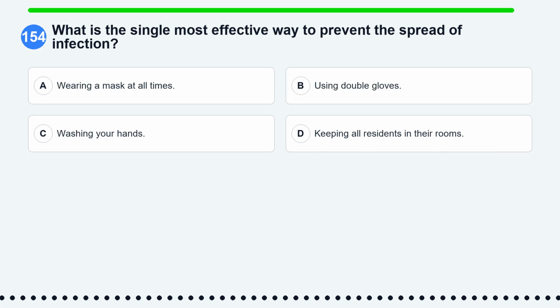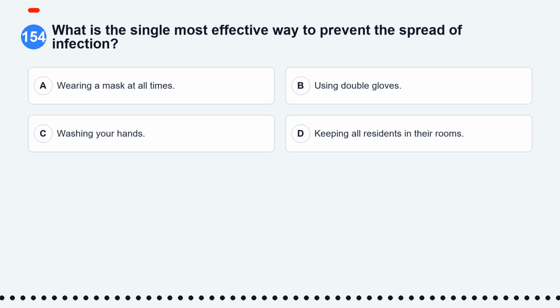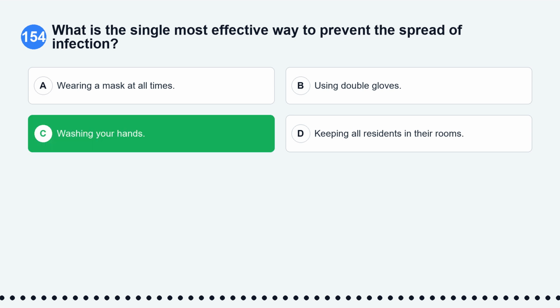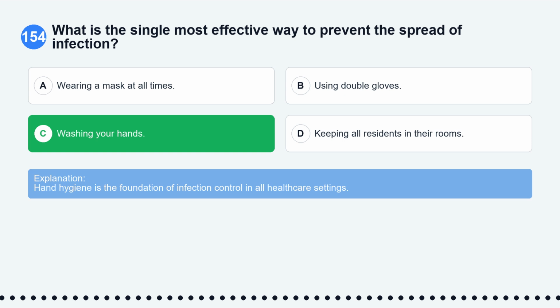Question 154. What is the single most effective way to prevent the spread of infection? Option A, wearing a mask at all times. Option B, using double gloves. Option C, washing your hands. Option D, keeping all residents in their rooms. The correct answer is option C, washing your hands. Hand hygiene is the foundation of infection control in all healthcare settings.